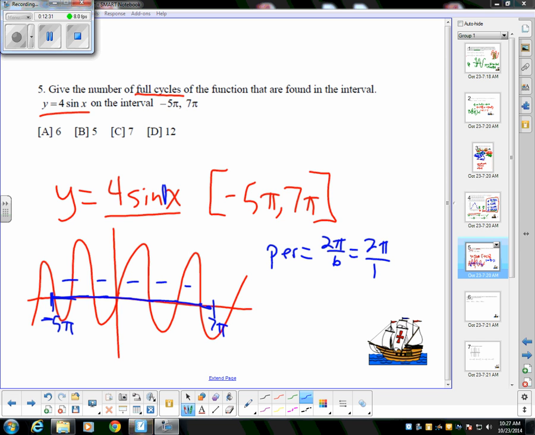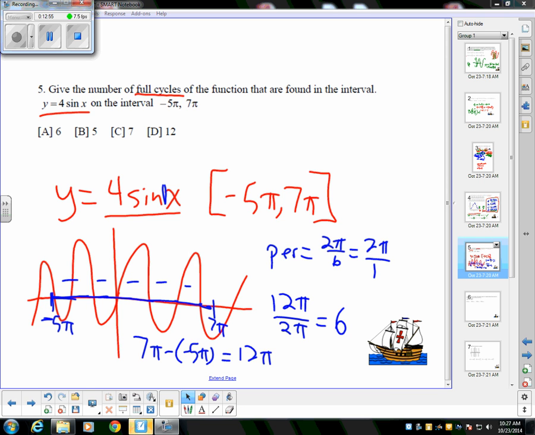Well, we have to figure out this distance. How do you figure out the distance? It's the larger number minus the smaller number. So 7 pi minus negative 5 pi is 12 pi. So what it's really asking is how many 2 pi's are there in 12 pi? 6. So the answer choice is A, which is 6. That is the correct answer choice.